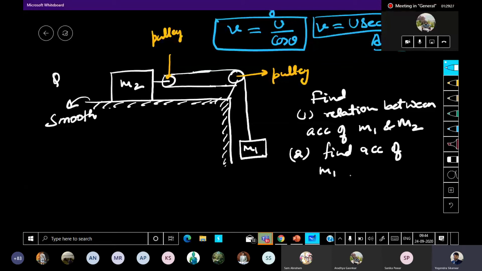In the first case, we have to find the relation between the accelerations of m1 and m2. And in the second step, we are actually finding the value of acceleration of m1 and m2. All right, so please attempt.